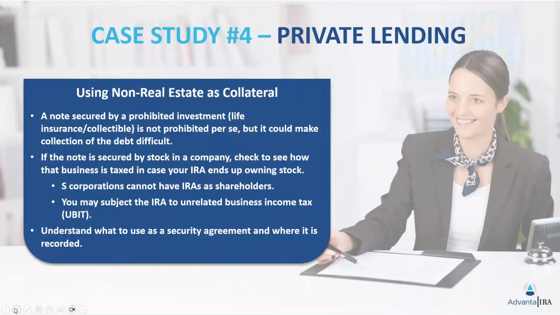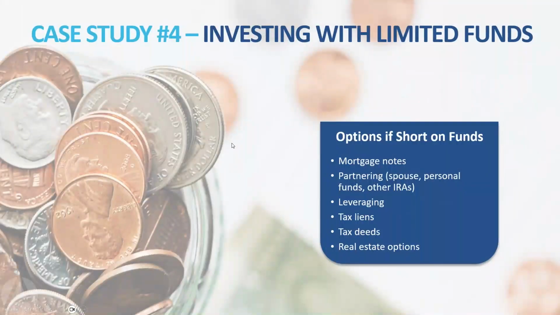And also, who are you lending to? So for example, S corporations cannot have IRAs as shareholders. So if you're looking at something like a convertible note or something like that, again, making sure you understand the structure of the investment.